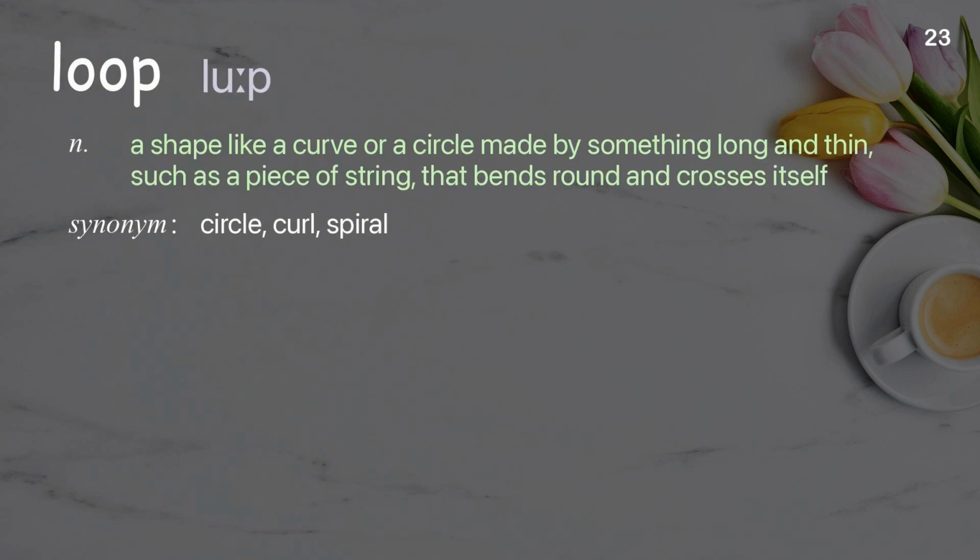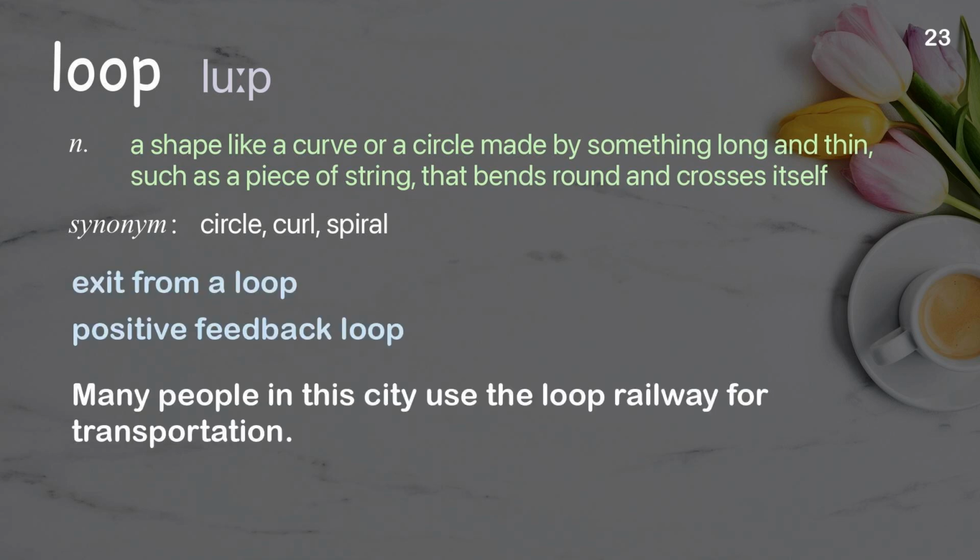Loop. A shape like a curve or a circle made by something long and thin, such as a piece of string, that bends round and crosses itself. Examples: Exit from a loop. Positive feedback loop. Many people in this city use the loop railway for transportation.